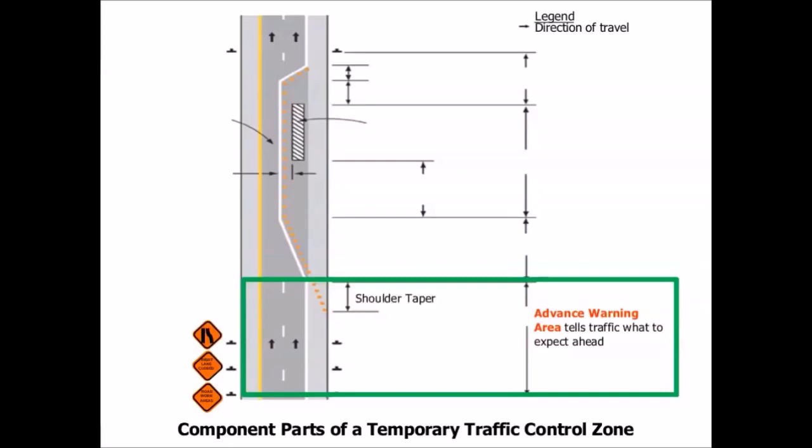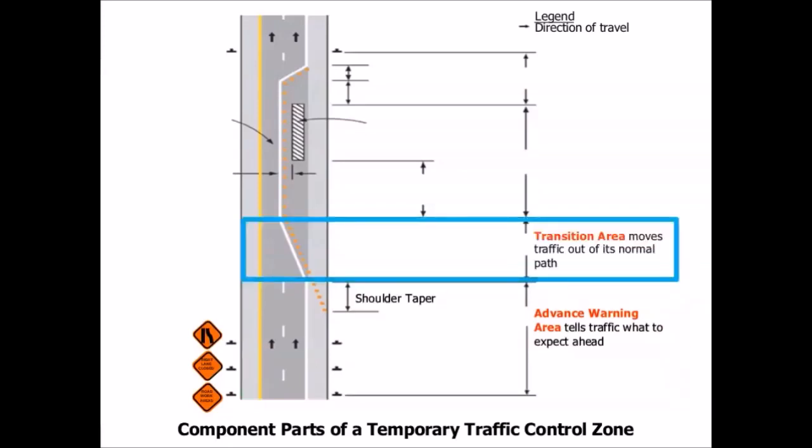Now, shoulder taper here is included in the advanced warning area, and I'll tell you guys why. Most tapers are in the transition area, but if you look at the CAMUTCD, it says the transition area moves traffic out of its normal path. Shoulder is not a normal path of travel. Shoulder is there for emergencies, right? So if you're closing off the shoulder, it would be considered part of the advanced warning area, not the transition area. So the transition area begins whenever we're moving people out of normal path of travel.